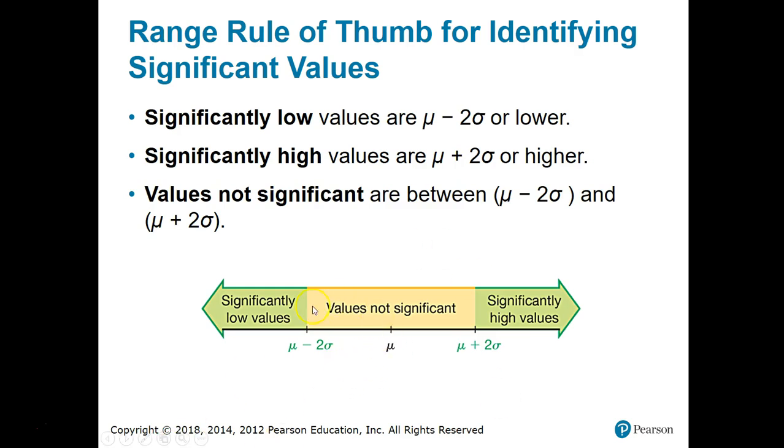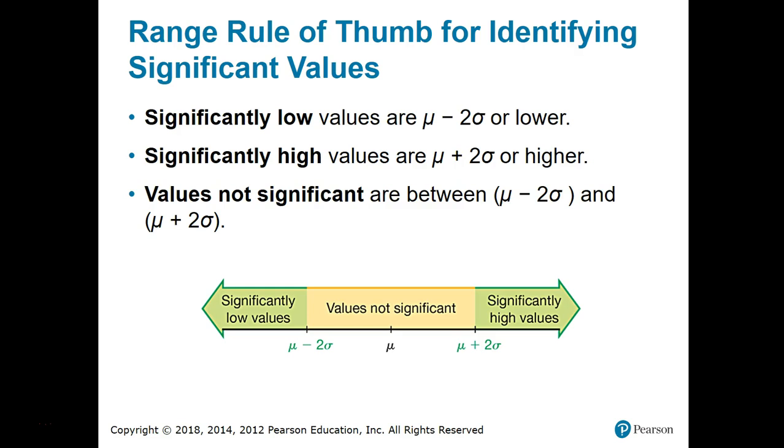There we go. Sigma. Values that are within 2 sigma are not very significant. So, a value that is below mu minus 2 sigma would be considered a significantly low value. One that is above mu plus 2 sigma would be considered a significantly high value. And those that are between negative 2 sigma and plus 2 sigma are not going to be considered significant, or at least that they do not have a significant variation from the mean.